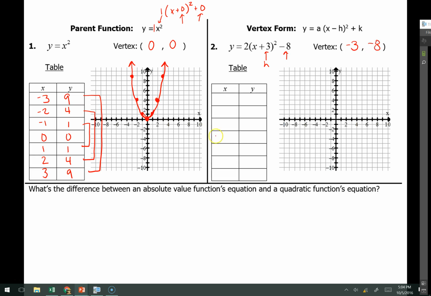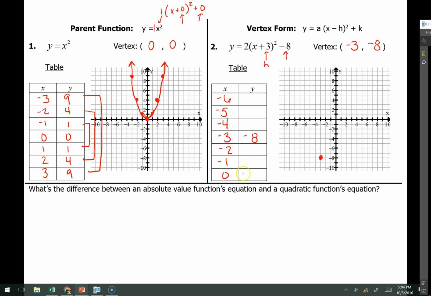So I'm going to put those two values on my table here. And then I'm going to pick some x values that are close to -3. So I'm going to go smaller to -4, -5, and -6. And then I'm going to go larger to -2, -1, and 0. So with this vertex, I am graphing at -3 and then -8, which is going to be down here.